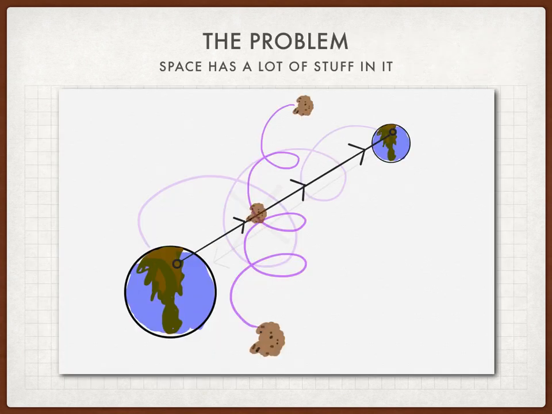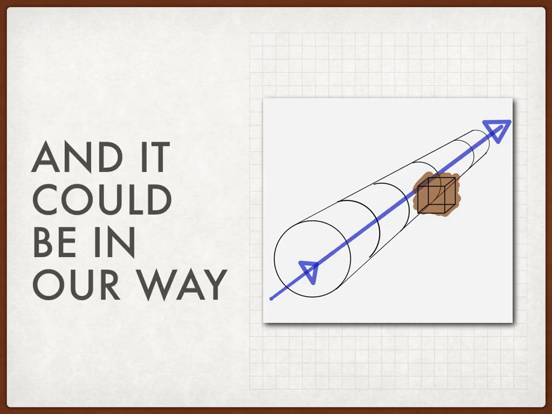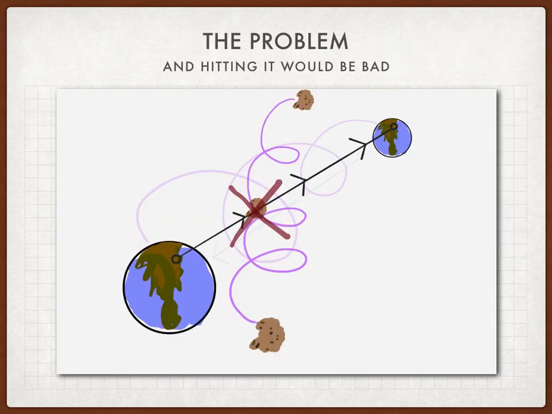So the problem is that space has a lot of stuff in it, and that stuff is also in motion, and it's not in the same motion as us. It's in motions different than us, and so we could run into it, right? We could find that things are in our way. So if we think about our tube here, and our blue line is us, and this cube is like some piece of space junk, well, we could run into that. So hitting it would be bad, obviously.